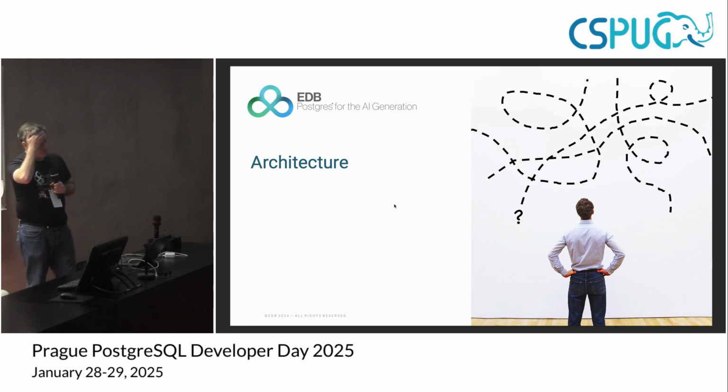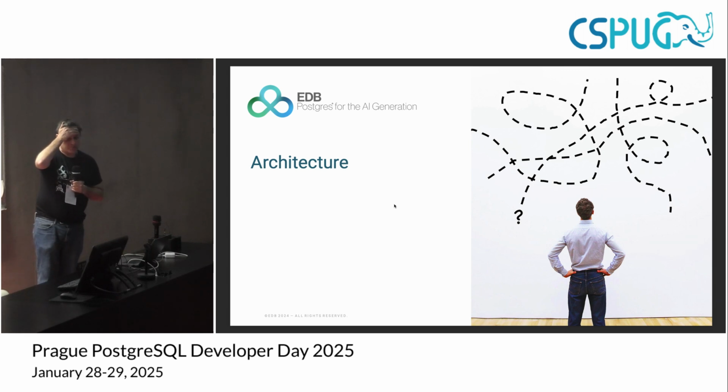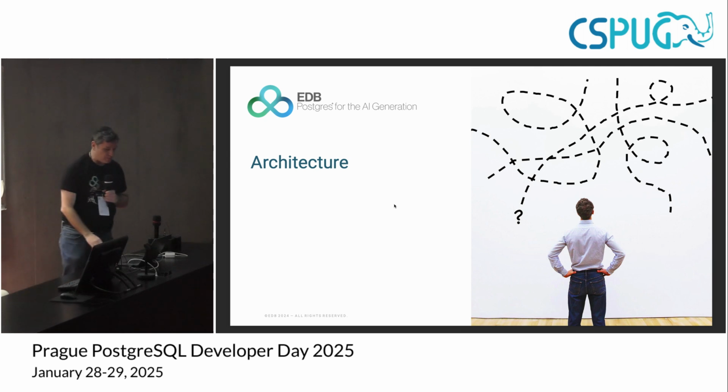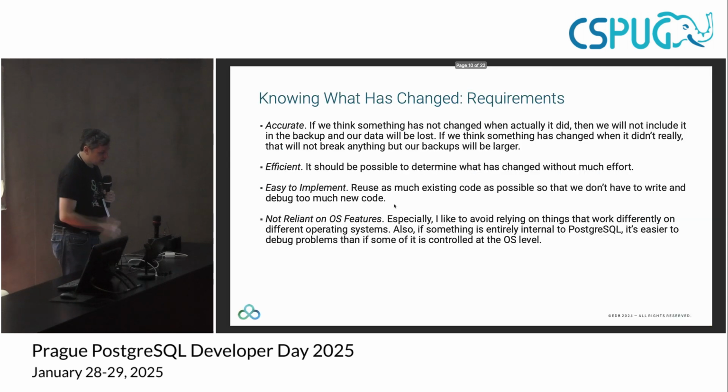So let's talk about how it works. What are the problems that needed to be solved in order to make this feature happen? I think some of you will have guessed that the core challenge here is knowing which data has changed and which data has not changed. If we're going to do an incremental backup, and the idea is that we only want to copy the modified data, we need a way of knowing which data has been modified.